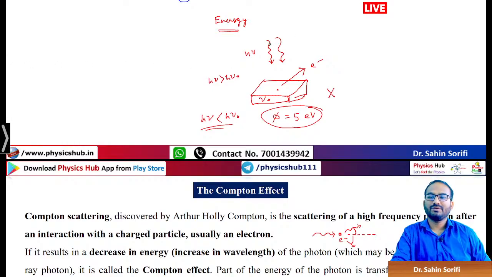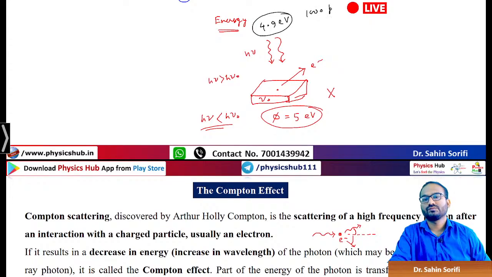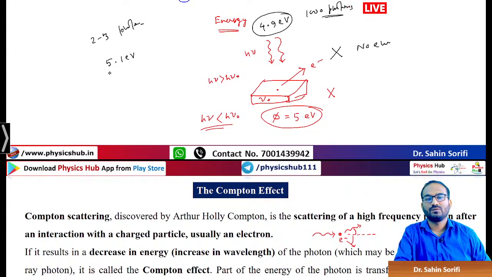Now you are sending photons which have energy 4.9 electron volt, and let's say there are 1000 photons. 1000 photons are there, but the energy is 4.9 electron volt. Then there will be no emission of electron. And let's say instead of 1000 photons, you are just sending 2 or 3 photons of energy 5.1 electron volt. If you incident that, there will be ejection of electron.